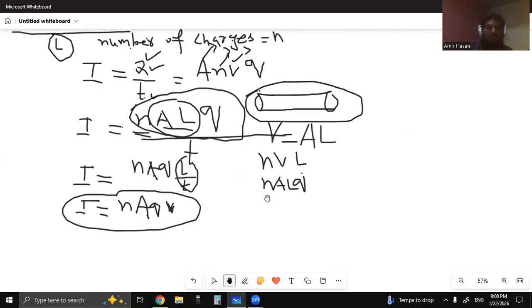Total charges equal to nAL, AL meaning volume, into charge Q. Total charges are nAL, meaning number of charges multiplied by volume multiplied by Q. Volume we divide into AL. Now the total charges form nVQ. There is volume. When we divide the volume into AL and we put this formula into I equal to Q upon T, now what is the formula formed?